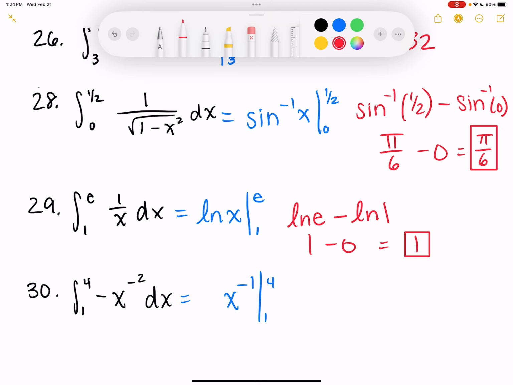So we've got 4 to the negative 1 minus 1 to the negative 1, which would be what? You don't need a calculator for this. Put that thing away. What's 4 to the negative 1? 1 over 4. What's 1 to the negative 1? 1. So let's do it as minus 4 over 4, so we have a common denominator. Negative 3 over 4.